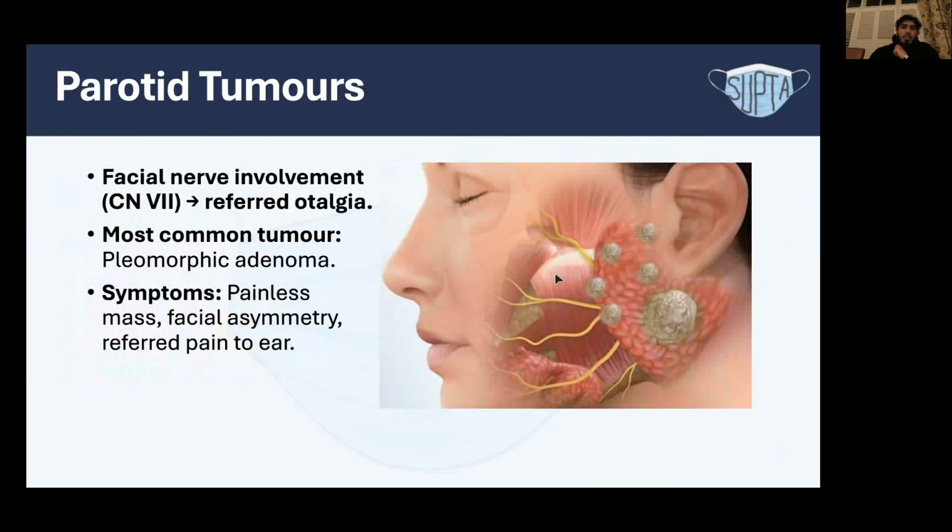Parotid tumors, this is referred otalgia via cranial nerve 7, like we said, so the facial nerve. And like we said, the most common thing that we're worried about is pleomorphic adenoma. It is benign, but it can become malignant. The pain is just a compressive force or local inflammation, or I'm not sure if it can travel into the nerve whilst it's benign, but I'm sure when it's malignant, it can. And it's a painless mass just out on the side. It's asymmetrical. And again, like we said, we get the referred ear pain.